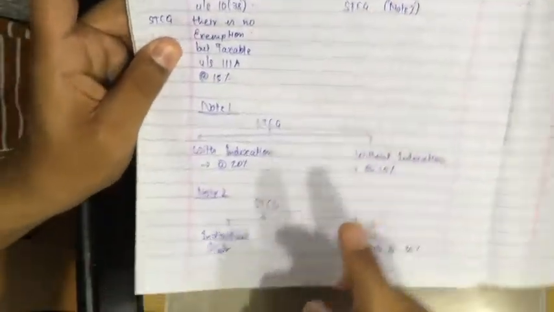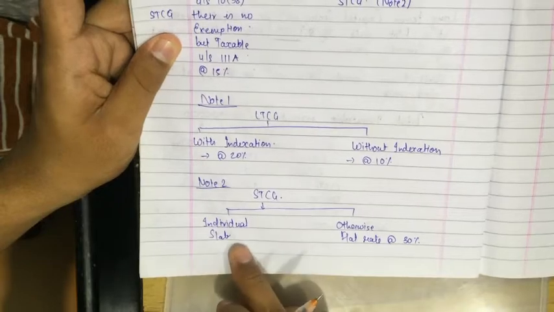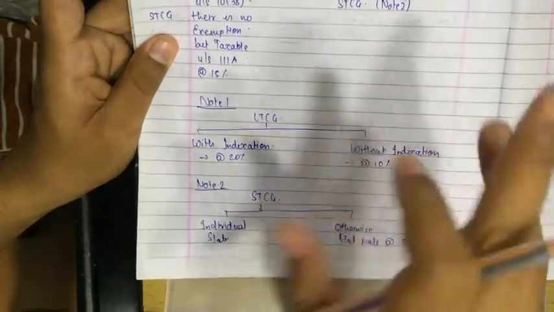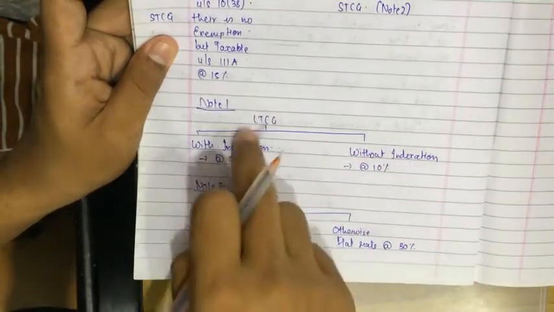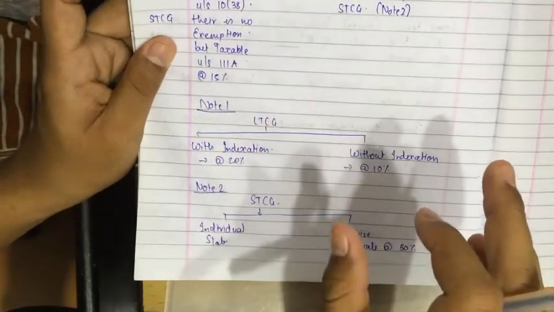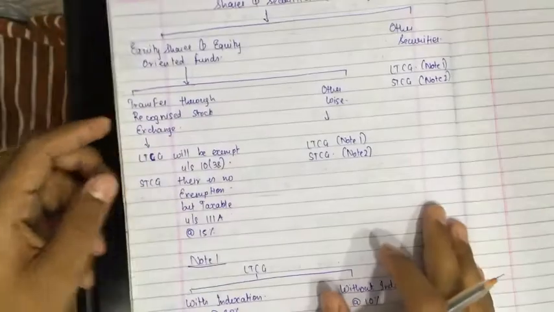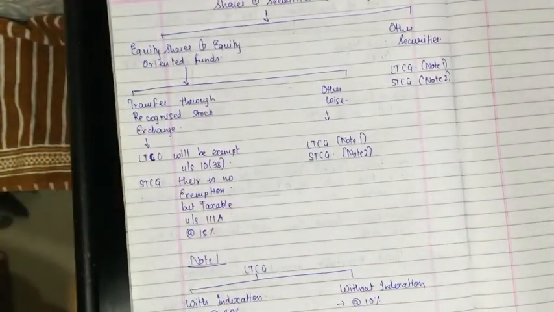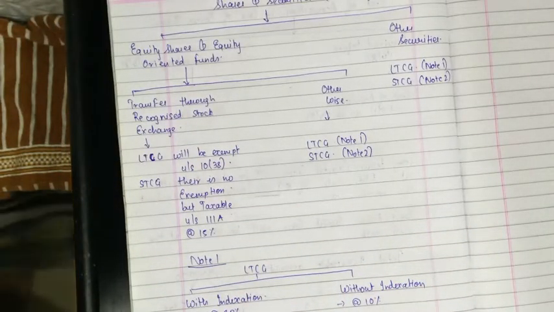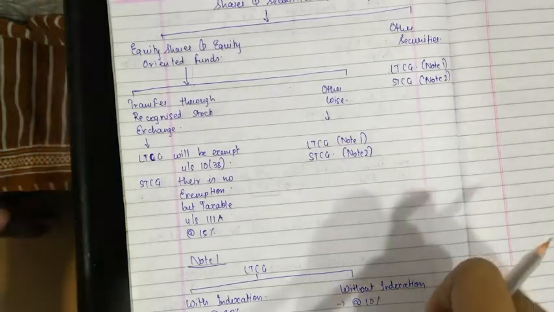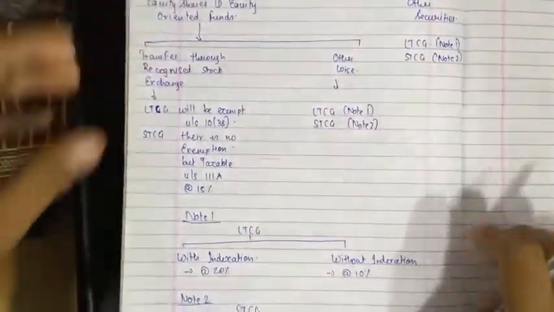But short-term capital gain, if he is an individual, will be calculated as per the slab rate. It will be added to the other incomes. But long-term capital gain will not be added to the other incomes. It will be bifurcated. So please copy it down.